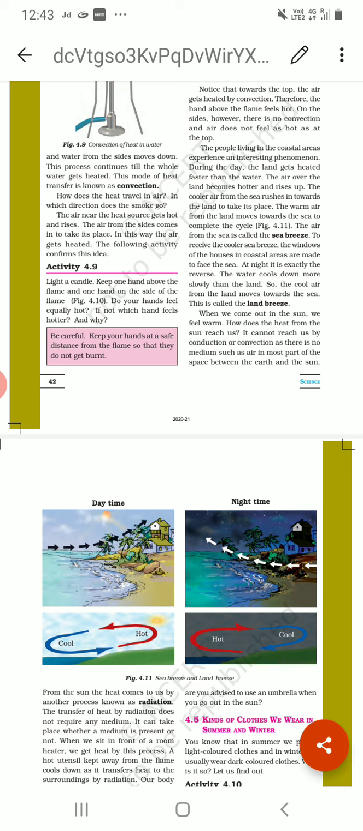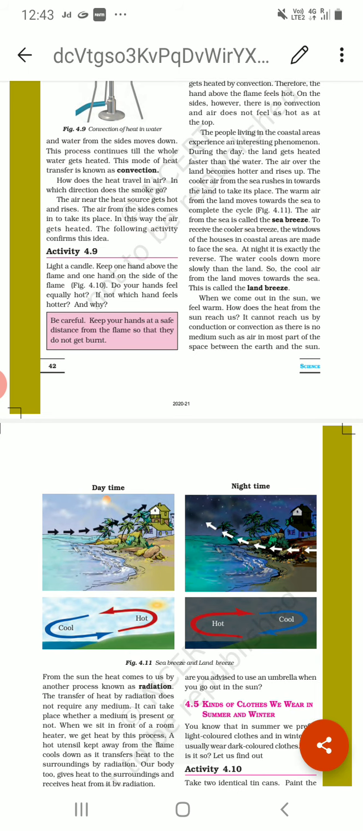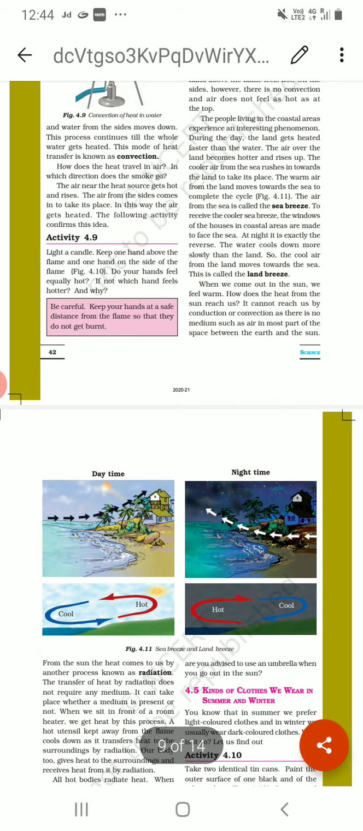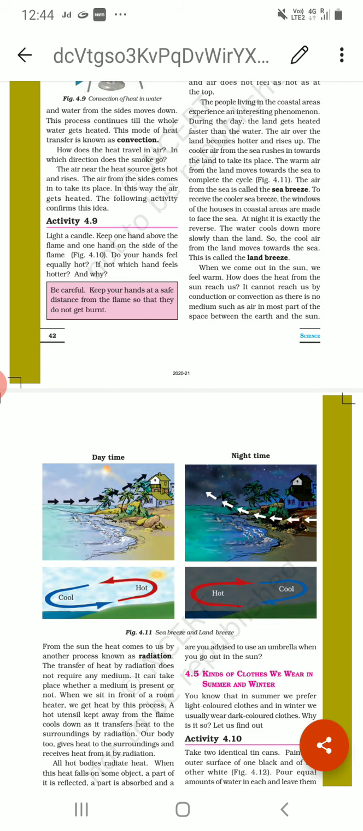See, again, I am explaining. The people living in the coastal areas experience an interesting phenomenon during the day. The land gets heated faster than the water. The air over the land becomes hotter and rises up. The cooler air from the sea rushes in towards the land to take its place. The warm air from the land moves towards the sea to complete the cycle. The air from the sea is called the sea breeze. To receive the cooler sea breeze, the windows of the houses in coastal areas are made to face the sea.